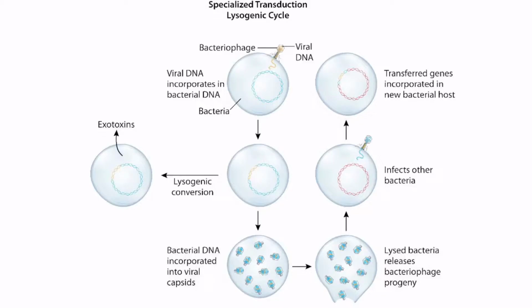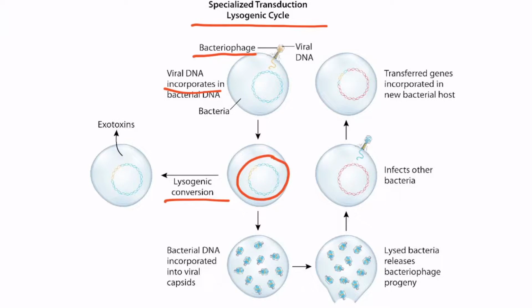This image demonstrates specialized transduction. Just like before, a bacteriophage will insert the viral DNA and it will be incorporated into bacterial DNA. And you can see this incorporation here with that yellow viral DNA incorporated into that blue bacterial chromosome. And at this point, the bacteria experiences what's called lysogenic conversion. In lysogenic conversion, the bacteria will use these newly acquired genes.